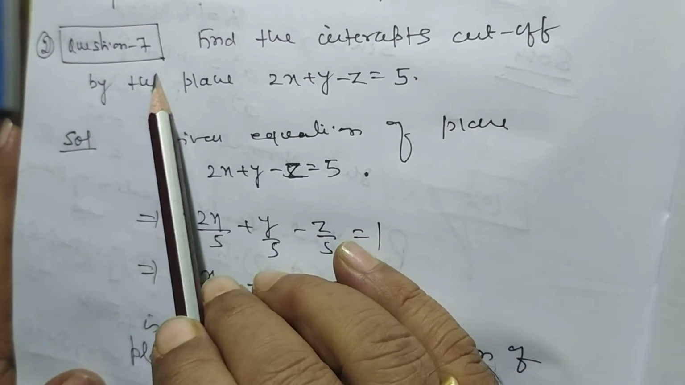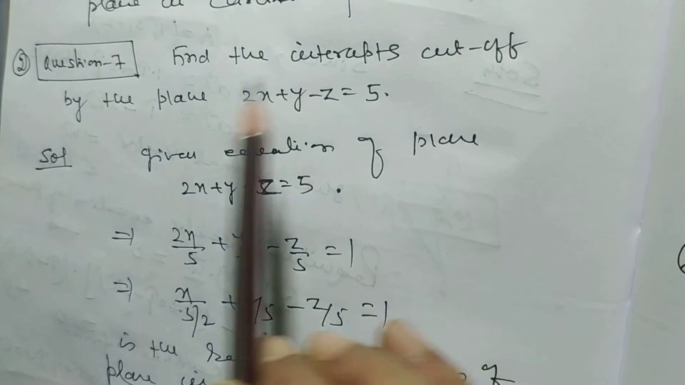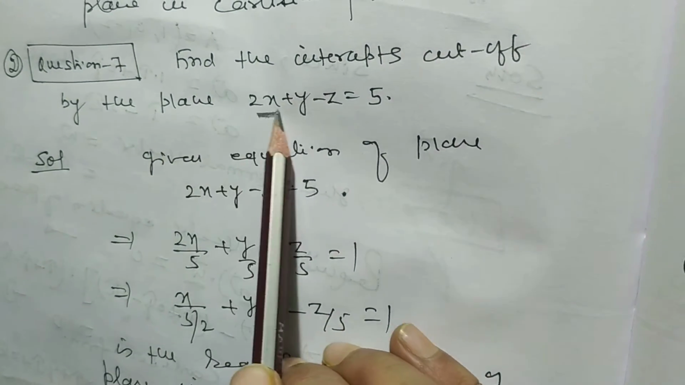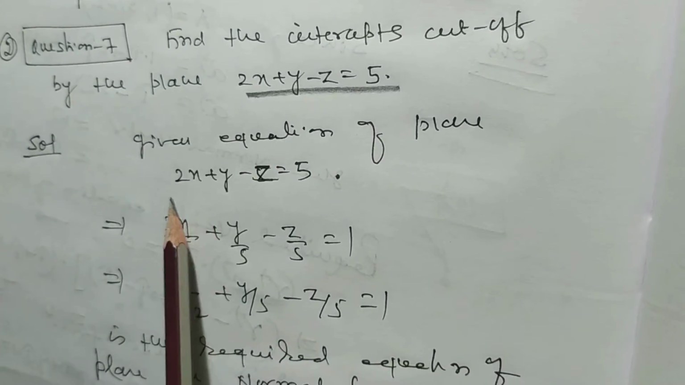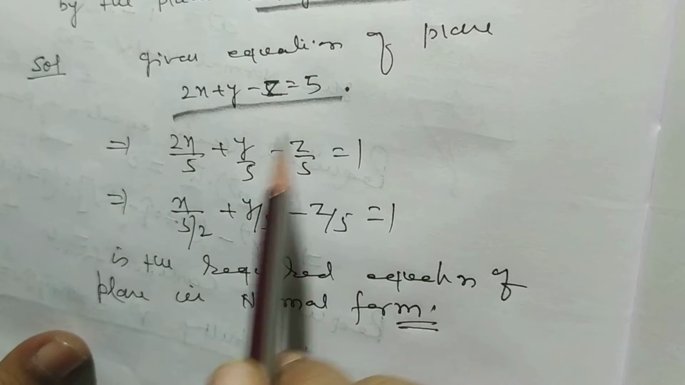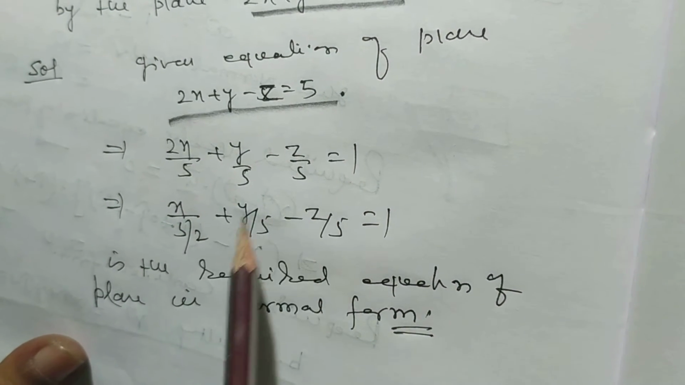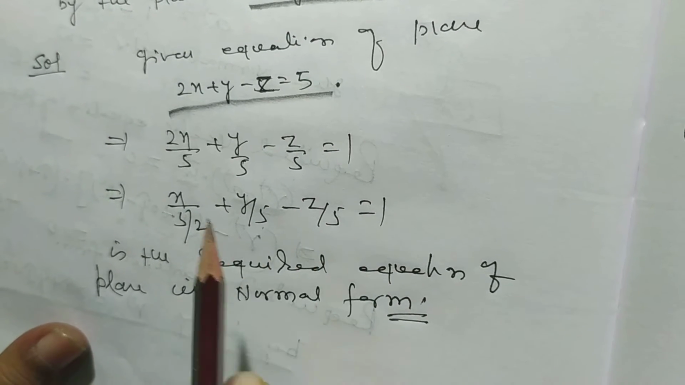Now see problem number 7. Find the intercepts cut off by the plane 2x plus y minus z is equal to 5. Given equation of plane is 2x plus y minus z is equal to 5. By dividing both sides by 5, we have x by 5/2 plus y by 5 minus z by 5 is equal to 1.